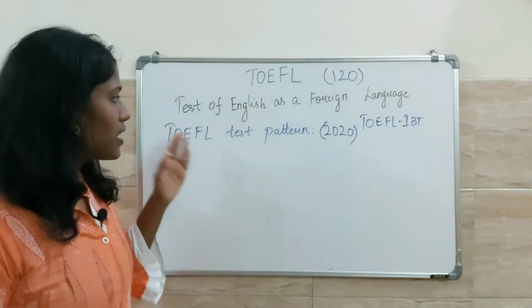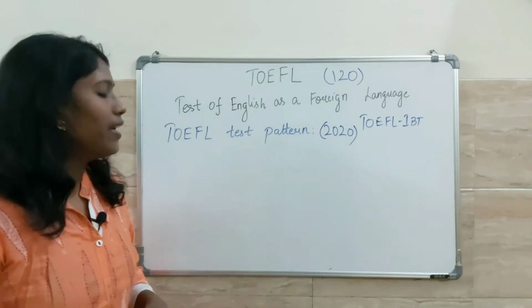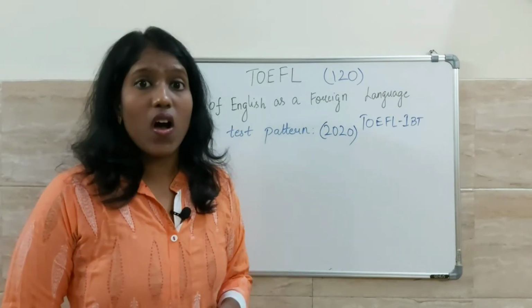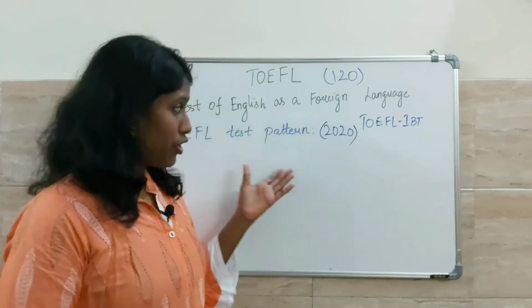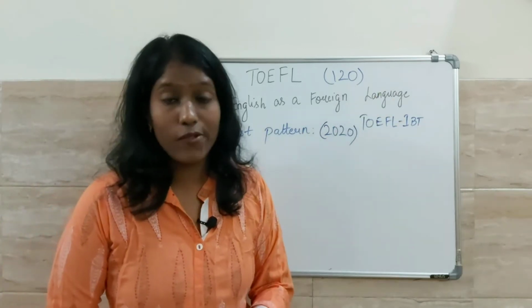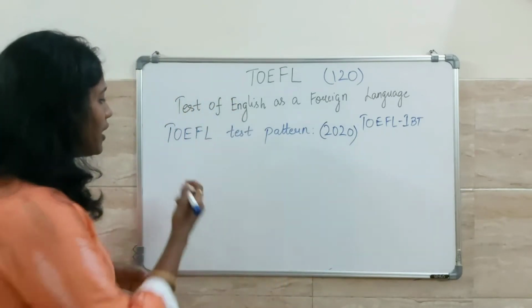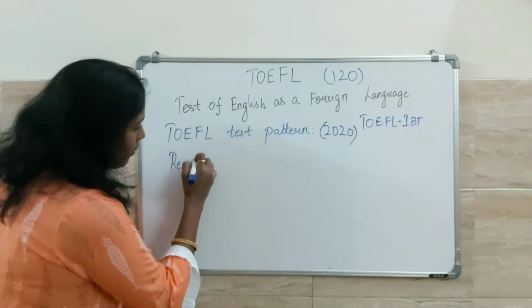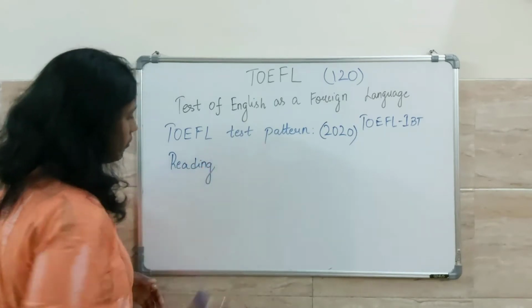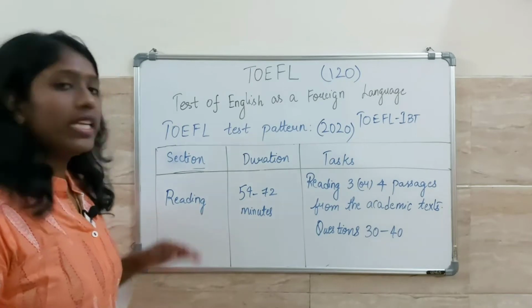So we're going to look at the test pattern of the TOEFL, and let us look at what skills are assessed, what questions you need to attempt, and what time duration you will be getting for each and every skill. So let's start with the first skill, that is reading. Now let us look at the first section, that is reading.